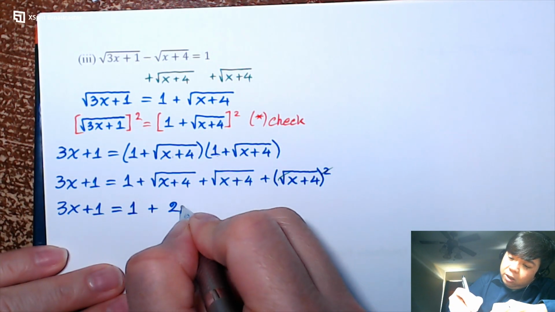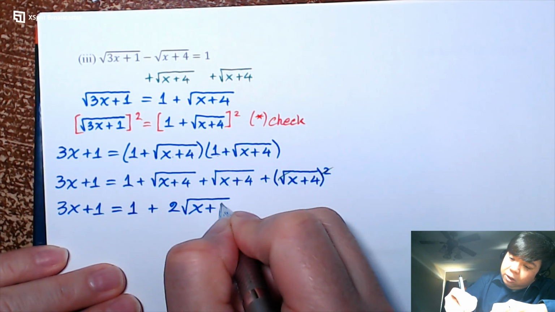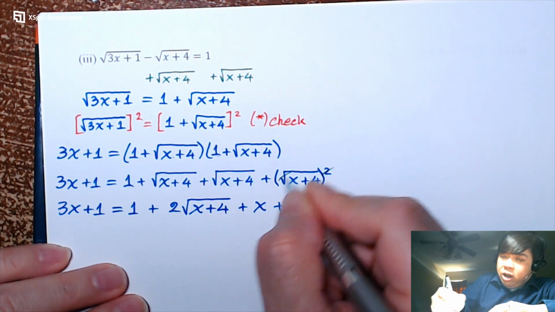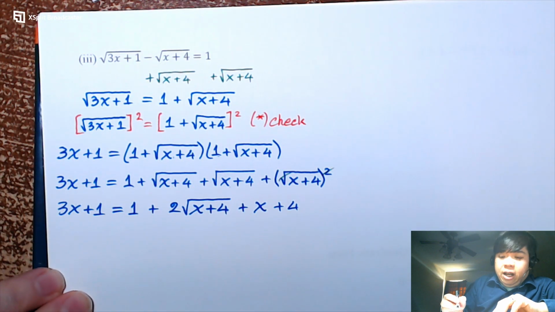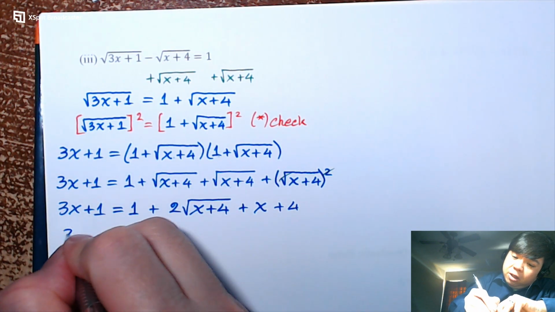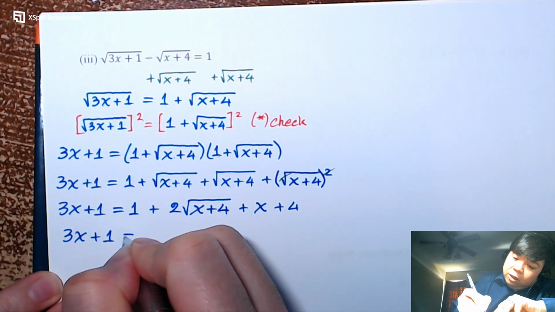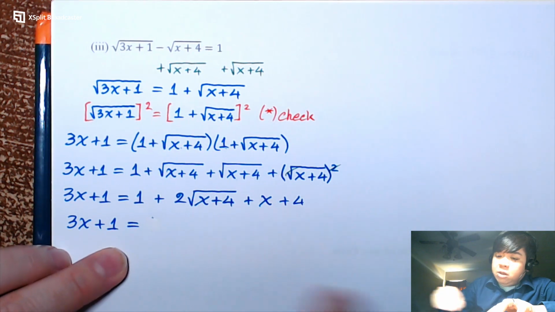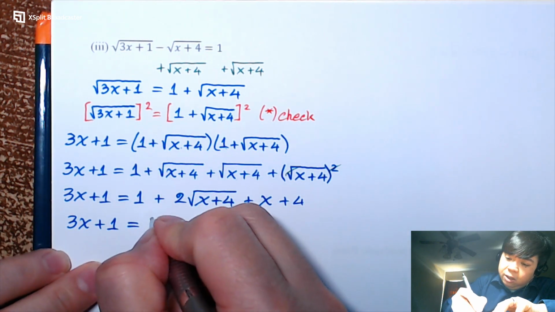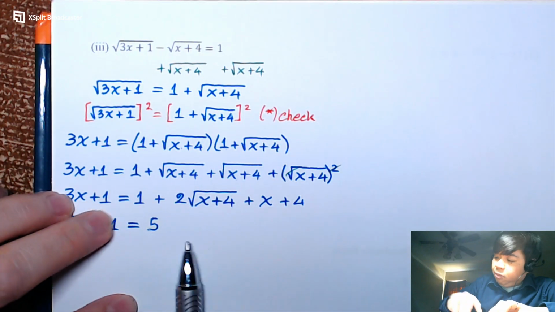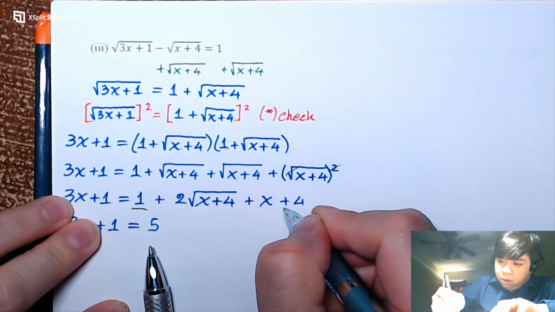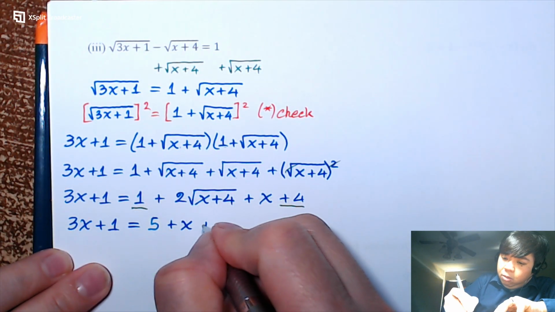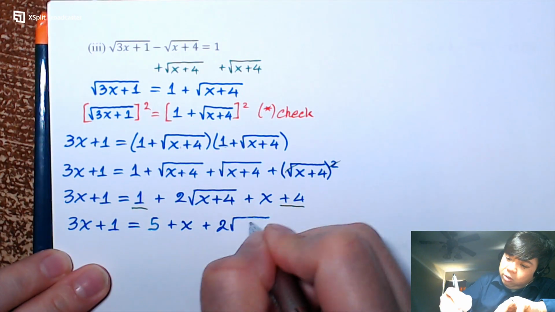That's 2 of this, and then plus x plus 4. Square cancels square root. And now let's combine like terms. 3x plus 1 equal to, like terms of 1 plus 4, so that is 5, plus x, plus 2 square root of x plus 4.